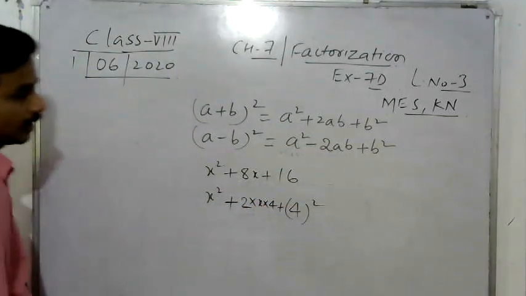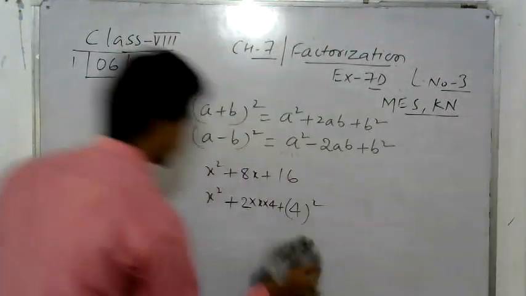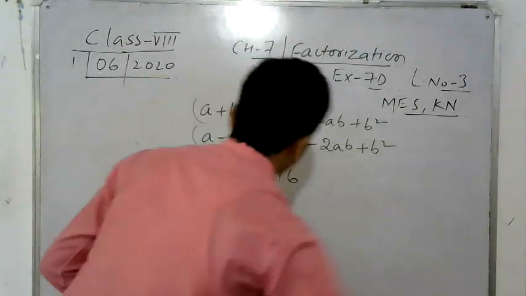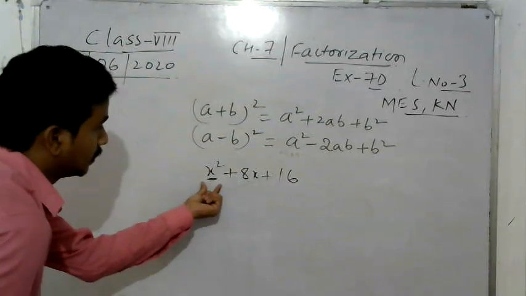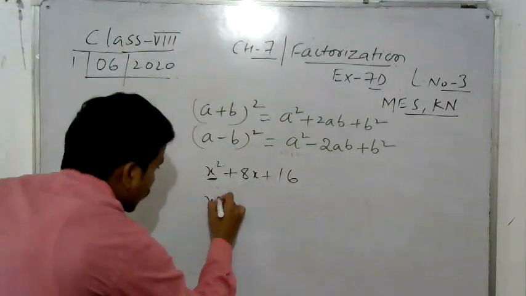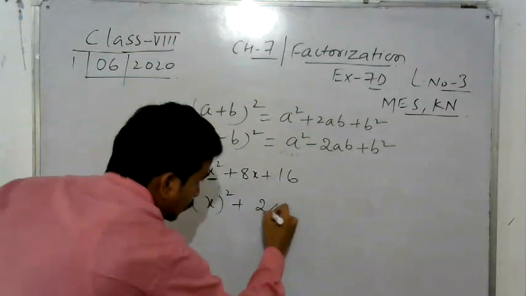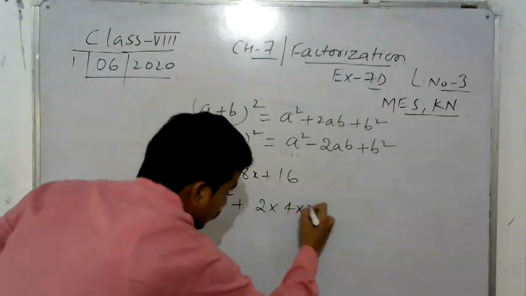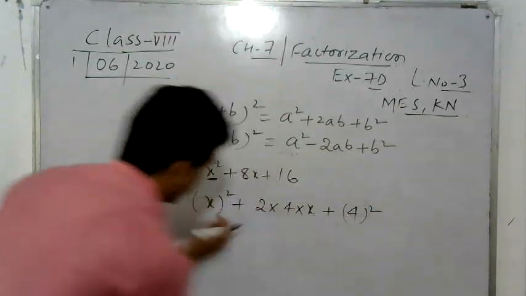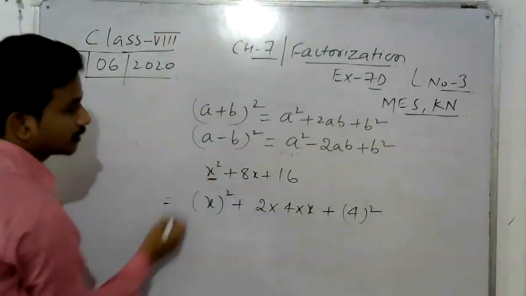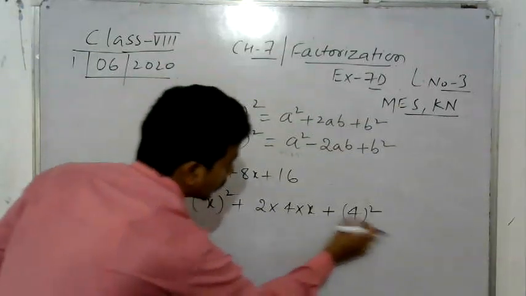Okay, just see here. This is a, and this is a square, so I can write x square. I can write 8x as 2 into 4 into x, plus I can write 16 as 4 square. So I have made this expression in the form of a square plus 2ab plus b square.